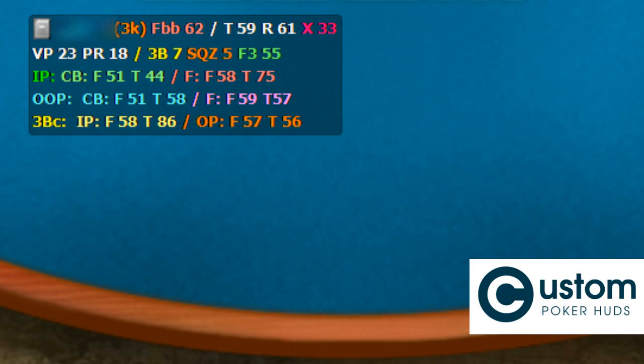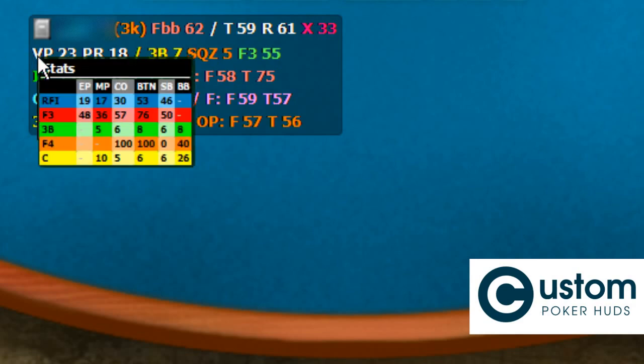Let's start with the basic stats. You can find them in the second line. From left to right we have VPIP, PFR, 3-bet, squeeze and fold to 3-bet. When you click on either VPIP or PFR, the preflop basic stats pop-up appears, which shows the positional stats of raise first in, fold to 3-bet, 3-bet, fold to 4-bet and call a 2-bet.